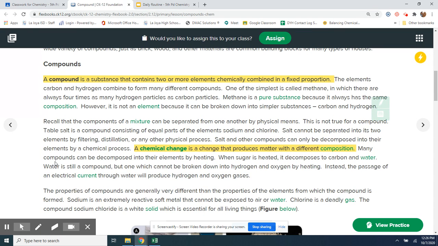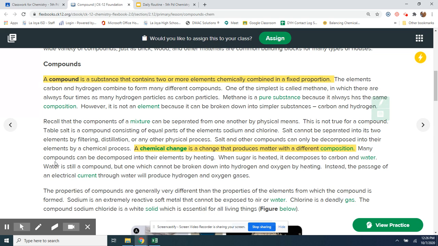Now, the definition that you need to know. A compound is a substance that contains two or more elements that are chemically combined, chemically bonded. Okay? And the number of each element will be specific to that compound. If I change the number of elements, I have changed the compound completely.